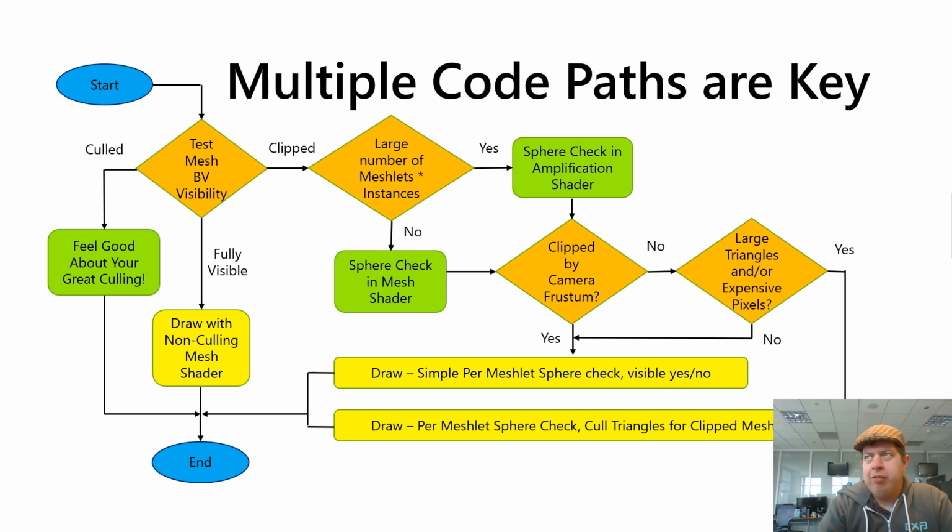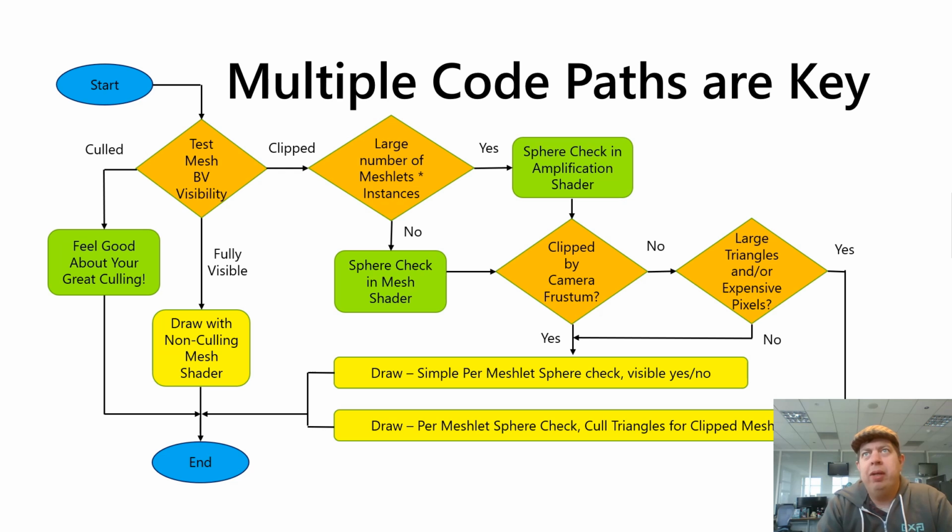Because if it is not clipped by the camera frustum, then there's no way we're going to save any pixels, because the GPU would never render outside the viewport. So we probably just want to do the sphere check. We want to run a PSO that does the sphere check in an amplification shader, and then the mesh shaders are again basically pass through.